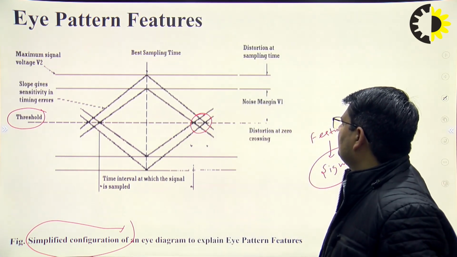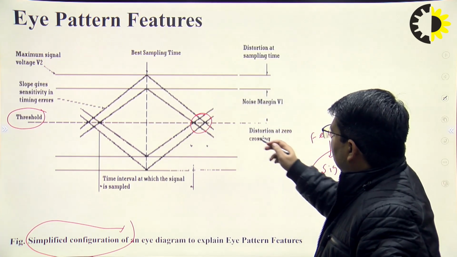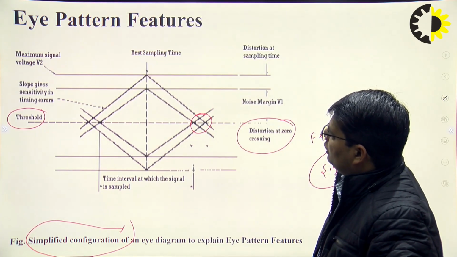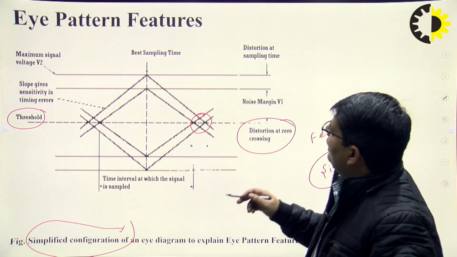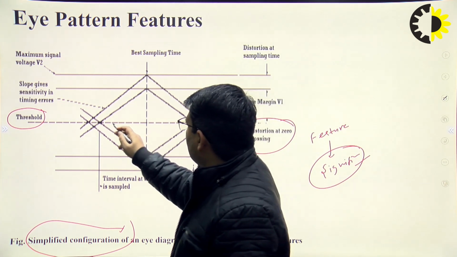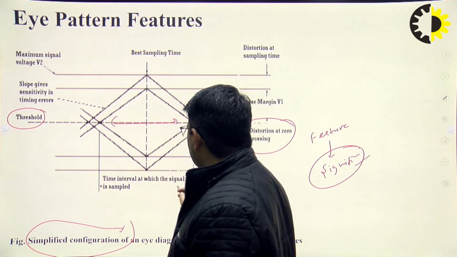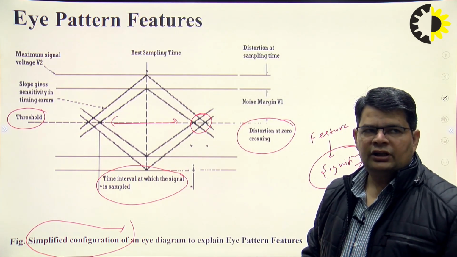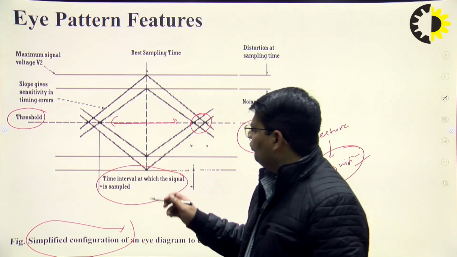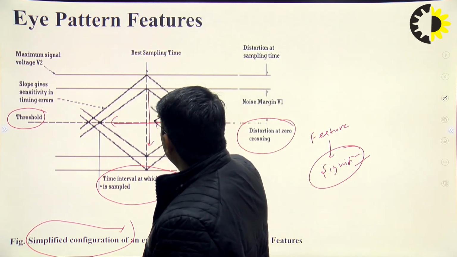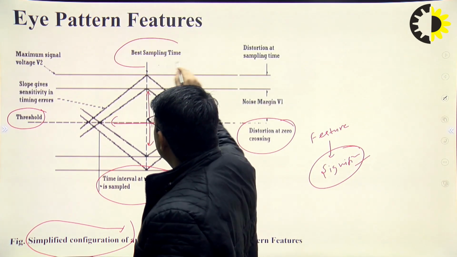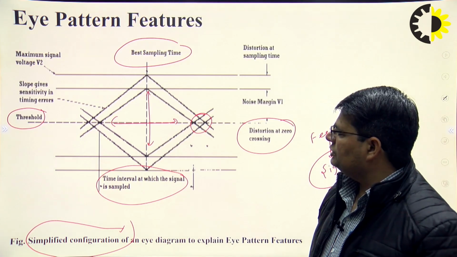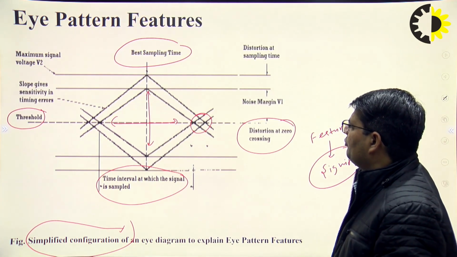Then we have studied the eye jitter, that is telling about the distortion at zero crossing, phase distortion. Then we have the width of the eye, as discussed previously. Width of the eye tells us about the time interval over which the signal can be sampled without ISI. Now the height of the eye, as explained previously, tells us the best sampling time in which the signal can be sampled without inter-symbol interference.